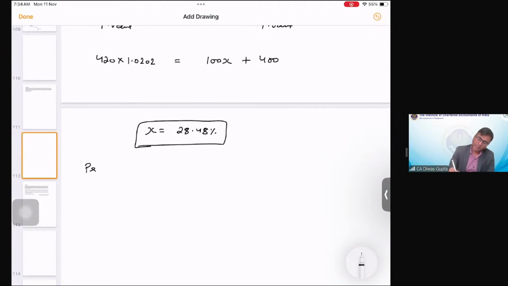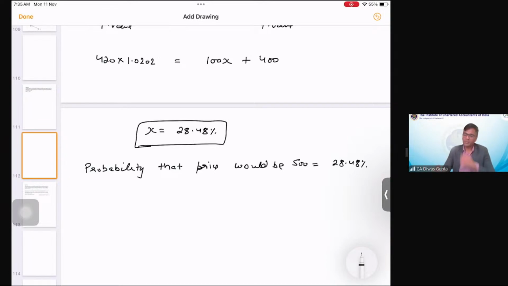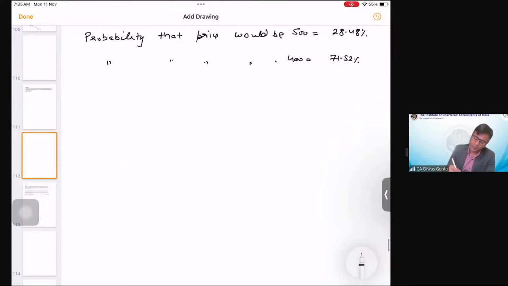So now if we say the probability that price would be 500 becomes 28.48 percentage, and the probability that price would be 400 becomes 71.52 percentage. Clear? So both the probabilities we have calculated, of the prices going up and down.